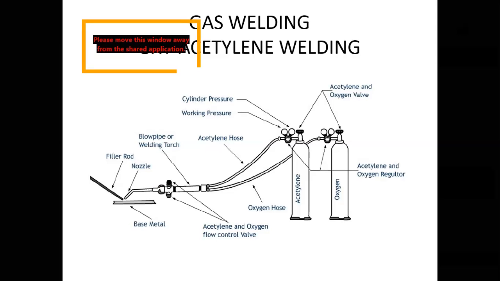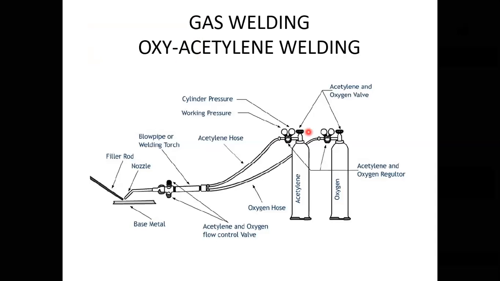Good morning, my dear students. Today's topic is gas welding, oxyacetylene welding. Oxygen and acetylene gases we are using here. The mixture of these two, proportionally we have to mix to get the proper flame. So there are three types of flames.